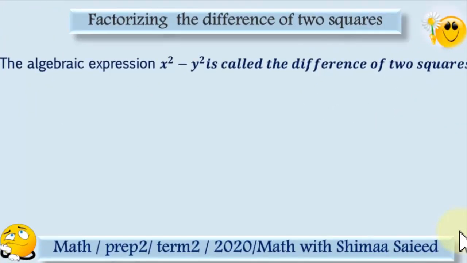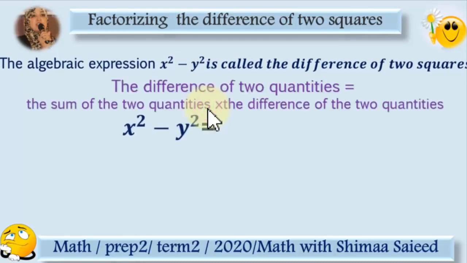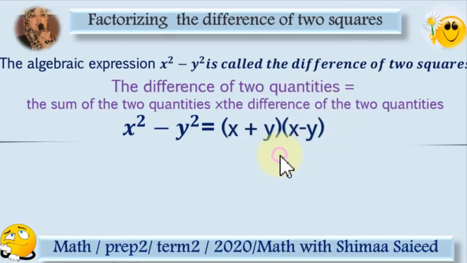Our second lesson today is factorizing the difference of two squares. The algebraic expression x power 2 minus y power 2 is called the difference of two squares because the first one is a perfect square and the last one is a perfect square. And here we have negative sign, so this is a difference between two squares. The difference of two squares equals the sum of the two quantities times the difference of the two quantities. So we can factorize x power 2 minus y power 2 as x plus y times x minus y.